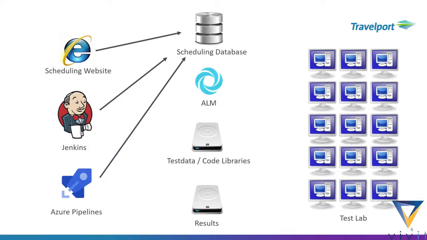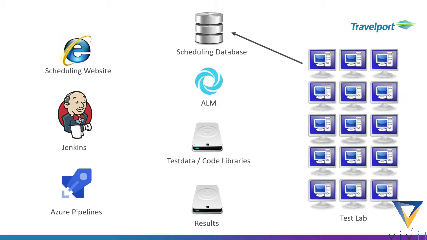So, at a very high level, here's the way that our Test Factory framework is used to execute and report tests. Tests get kicked off from our Test Factory scheduling website, or a Jenkins or Azure DevOps pipeline, by using our common library to update our scheduling database. The virtual machines in our test lab are constantly looking at the scheduling database to see if there's a test that they can run. When a virtual machine gets the message to run a test, it pulls the script from ALM along with test data and necessary library files from a common storage area.